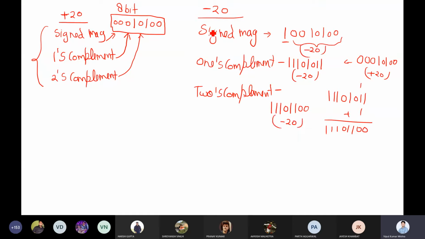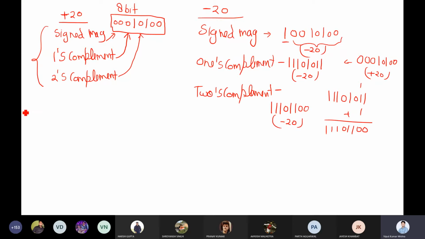Now the beauty here is that a negative number can be represented in 3 different ways, but a positive number is represented in only one single way. So that's how you can represent a positive number and a negative number, right? Now you can ask why we require this. What is the reason behind 1's complement, 2's complement, and sign magnitude?